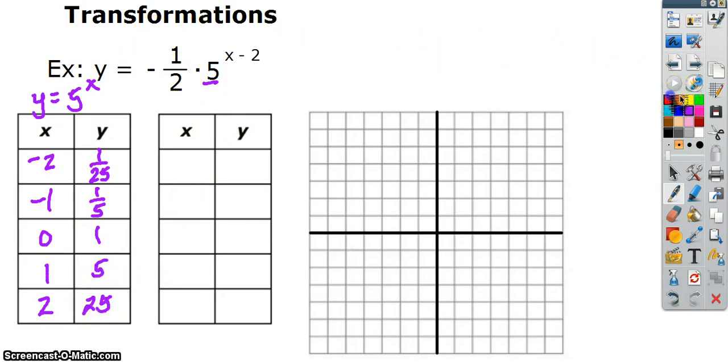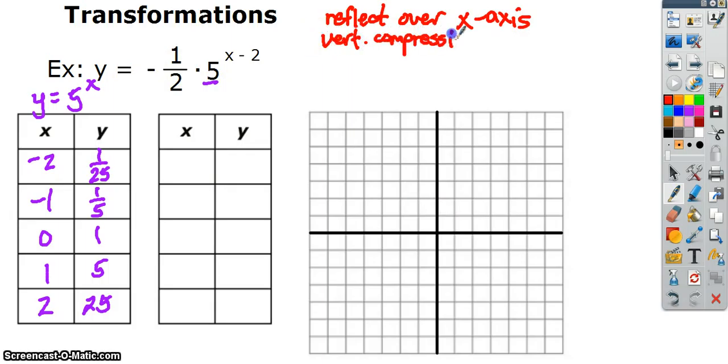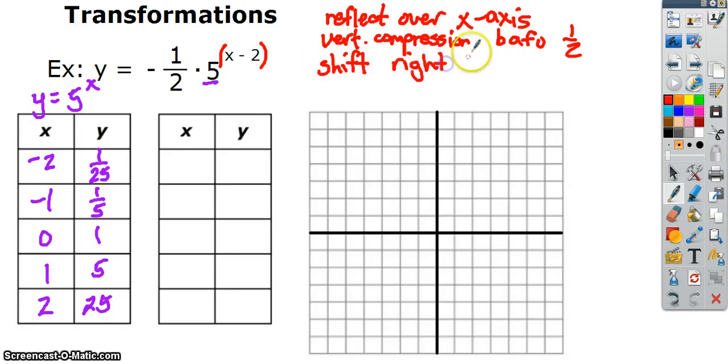Alright, now this is where you need to know what all these things do. So like there's a negative in front. That negative in front is going to reflect over the x-axis. Okay, so we'll deal with that. The 1/2, that's a vertical compression by a factor of a half. And then this -2, this -2 is inside. I think of this exponent kind of like the parentheses. It's inside the parentheses, which makes it horizontal. So this is going to shift right 2 units.